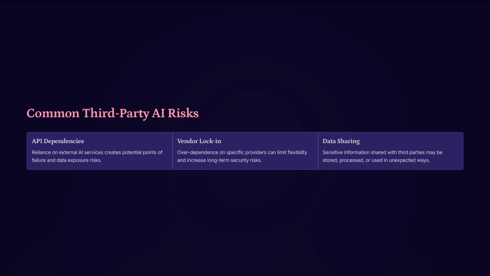Lastly, we must address data sharing. When sensitive information is shared with third parties, there is always risk that it could be stored, processed, or utilized in ways you never anticipated. In our next segment, we'll explore the transparency benefits of open source models and how they can enhance your approach to AI.